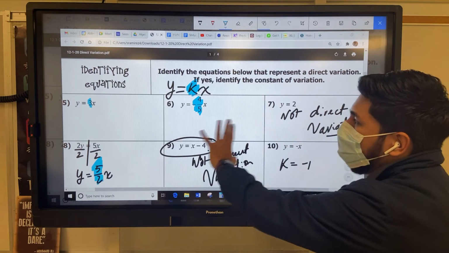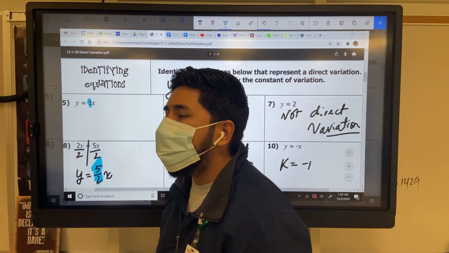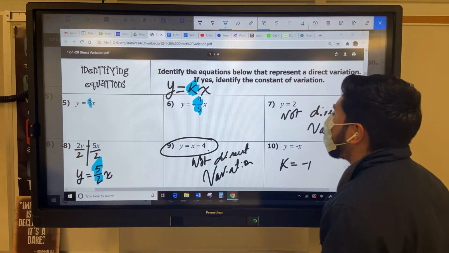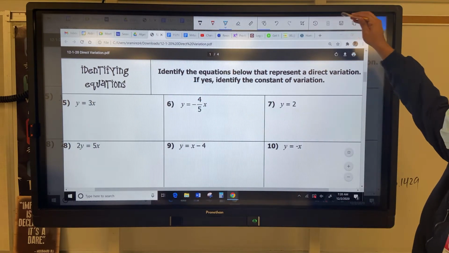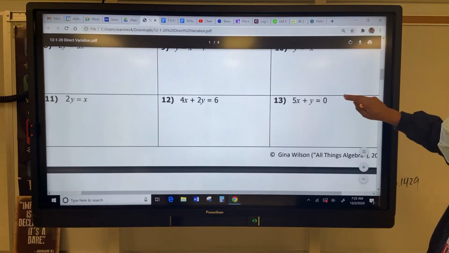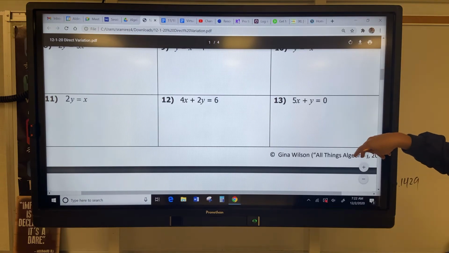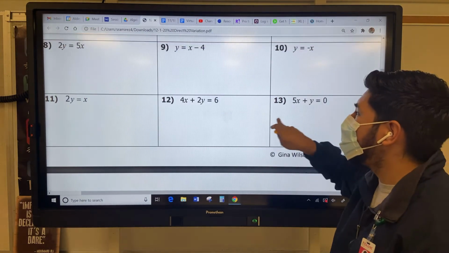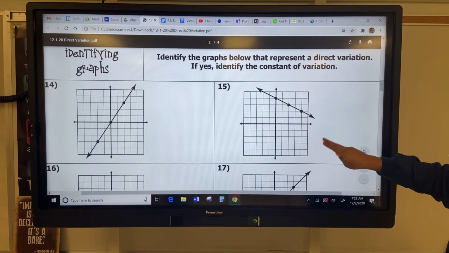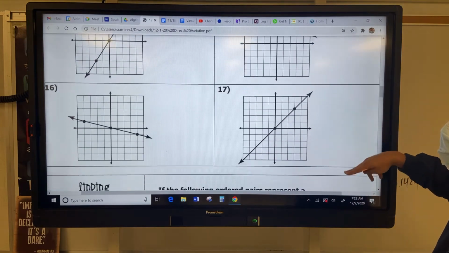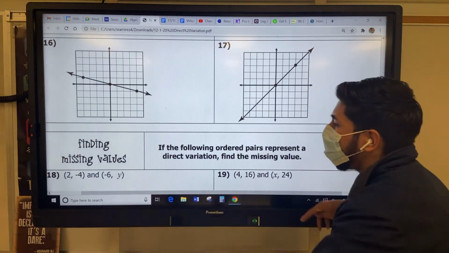Of course, this is not going to be on your mini quiz because this is not how it's tested. Just want you all to get an idea of what the k value is. You can do all those by yourself. These two are not direct variation. I'm going to skip the graphs. Don't worry about the graphs.